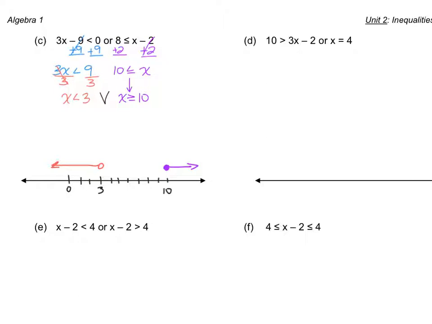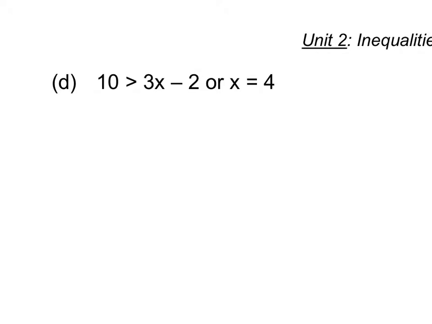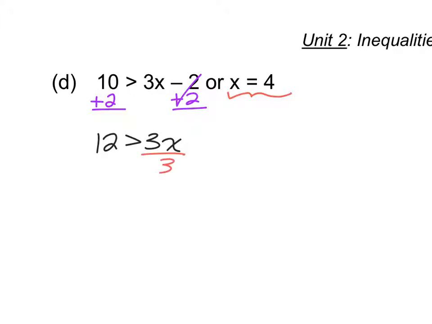All right, D. Equal sign. We have an equal sign, but fortunately this is already done. There's nothing to do there. Because there is. All right, so I'm going to add 2 to both sides. So that's going to give me a 12. I'm going to divide by 3, which is going to give me a 4.